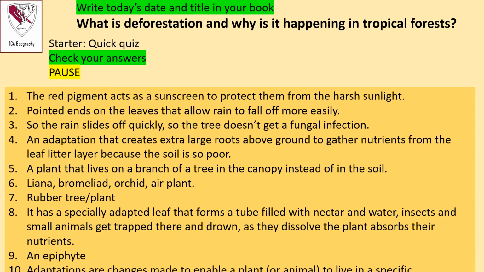Number 9, a bromeliad is a type of epiphyte. And number 10, adaptations are changes made to enable a plant or animal, it's just that we've been doing plants, to live in a specific environment.